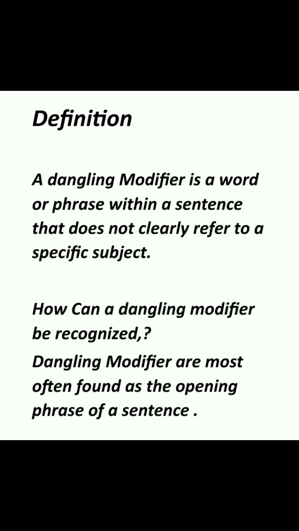The definition of a dangling modifier is a word or phrase within a sentence that does not clearly refer to a specific subject. In a dangling modifier, the word that is to be modified is not present in the sentence. How can a dangling modifier be recognized?